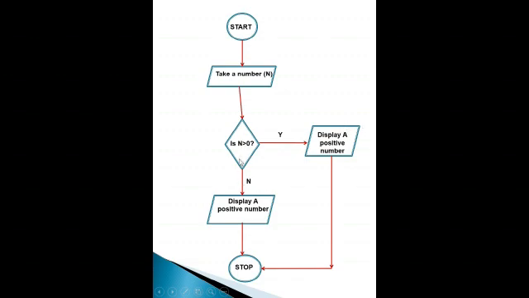If this is not greater than 0, that is n is less than 0, then display a negative number. By mistake I have written positive. This is a negative number. Display a negative number. Then the program will be stopped.